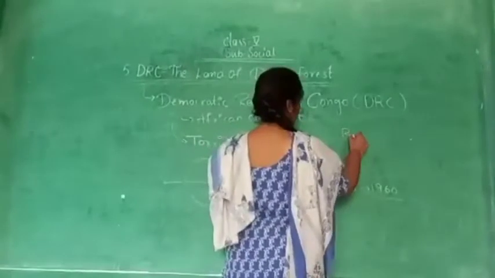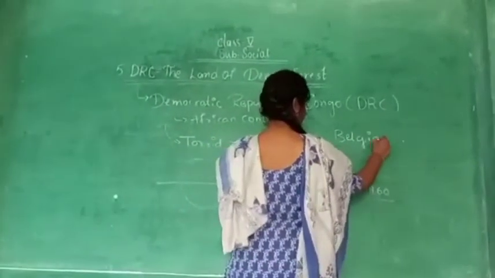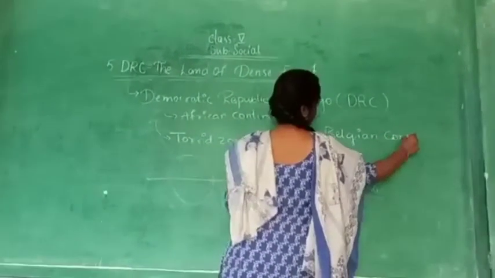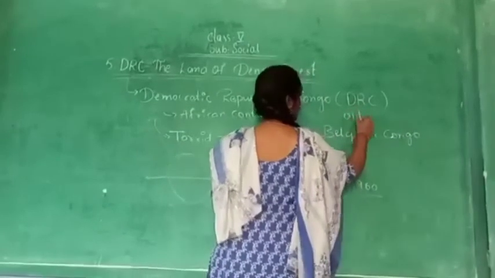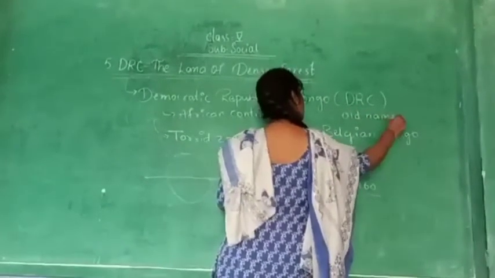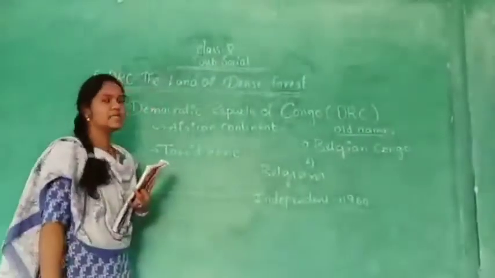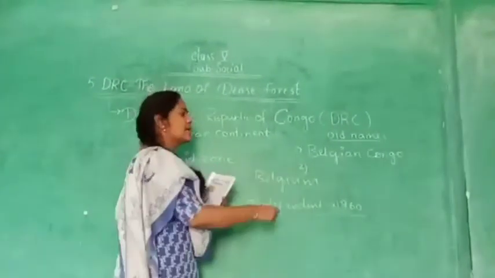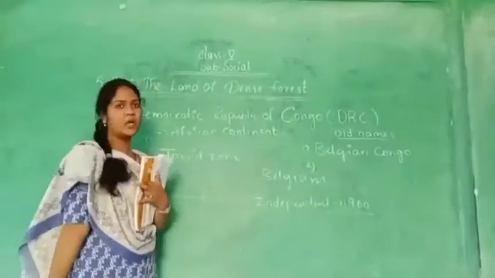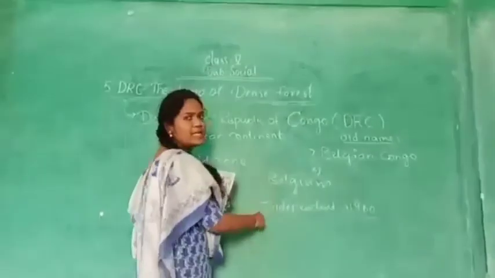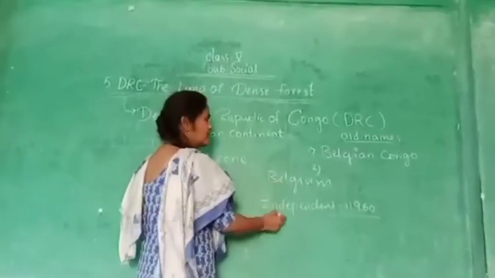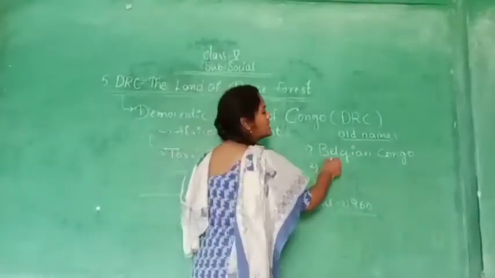Belgian Congo. These are the old names of this country. Before 1960, DRC was called Belgian Congo. Why is it called Belgian Congo? Because it was ruled by the Belgian people, no? That's why before 1960 it was called Belgian Congo.